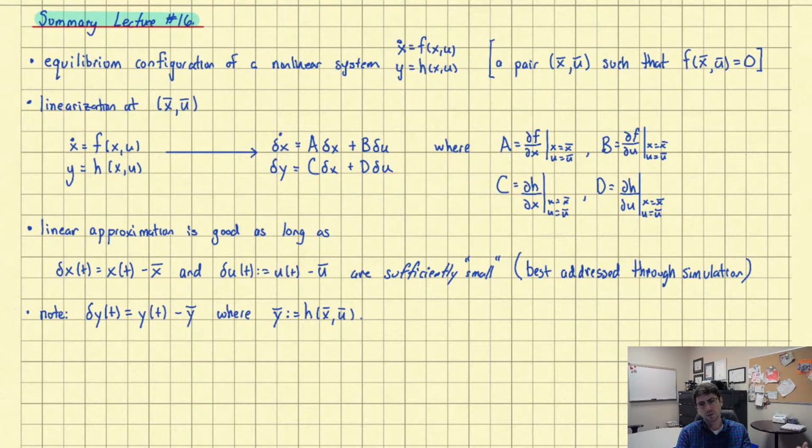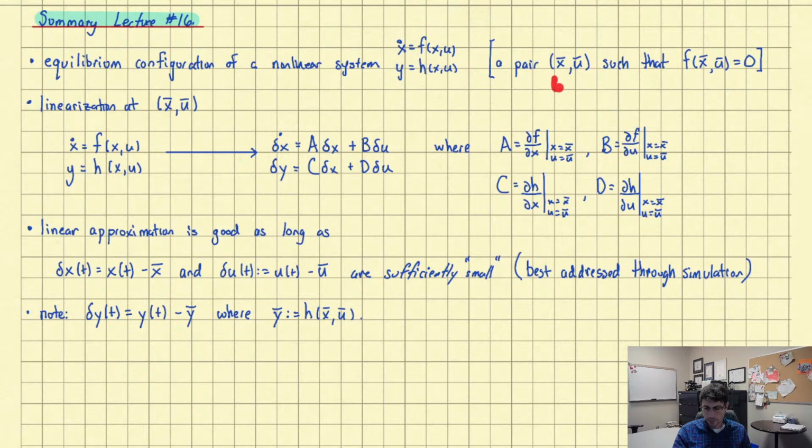First thing you have to do is figure out where you want to approximate this nonlinear system. And we talked about this notion of an equilibrium configuration of a nonlinear system. Roughly speaking, it's a place where the system is stationary. It's a value of the state and a value of the control input such that if we were to initialize the system there, then in theory, the system should stay there for all future time. It's kind of an equilibrium. It's perfectly balanced in some sense.